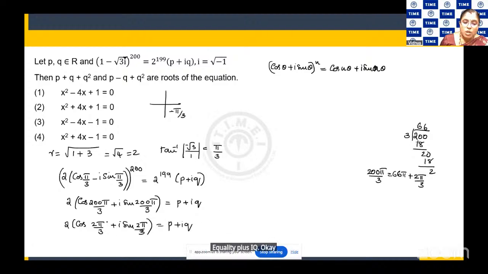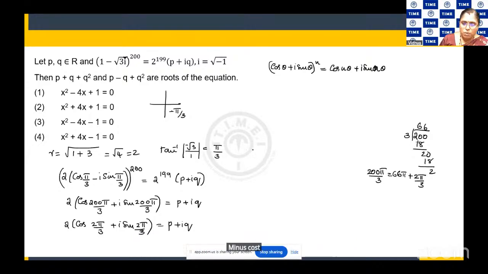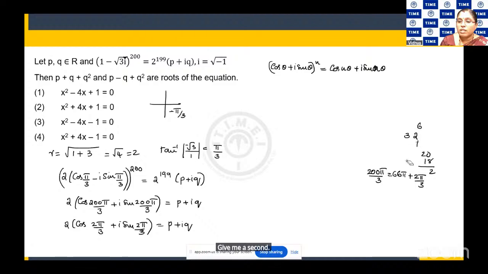Now, what is cos 2 pi by 3? Cos of pi minus pi by 3, right? Cos of pi minus pi by 3 is minus cos pi by 3. So let's rewrite this, let me erase this part. Give me a second. Let me erase this.